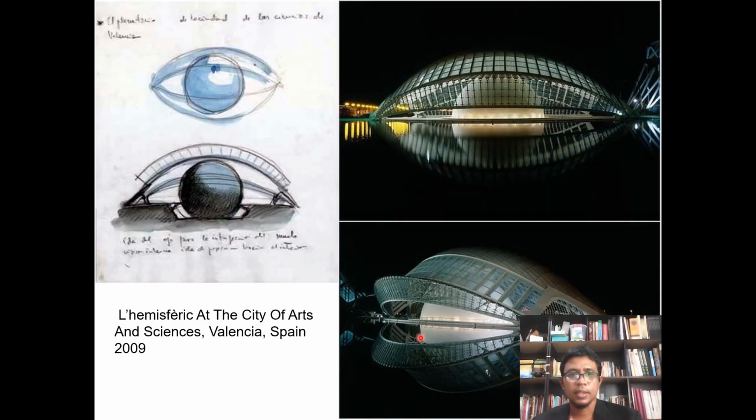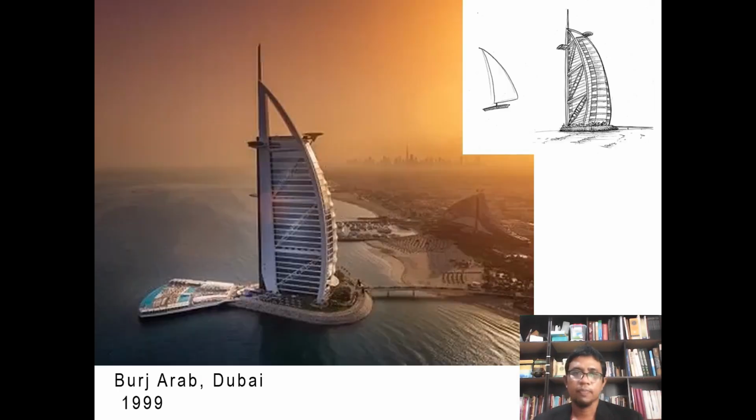Okay, this is the City of Arts and Sciences in Valencia, Spain, the building that was built in 2009, inspired from the eyes. Okay, this one, the Burj Al Arab Dubai, built in 1999, inspired from the sailboat, that we discussed in the analogy. The form is from the sailboat, but the characteristic is the analogy of a sailboat, a combination between metaphor and analogy.